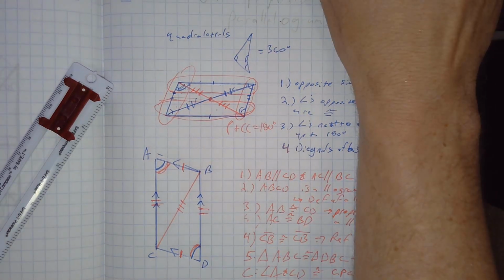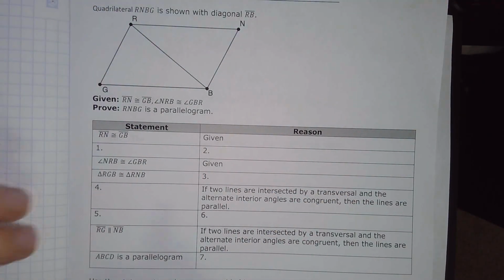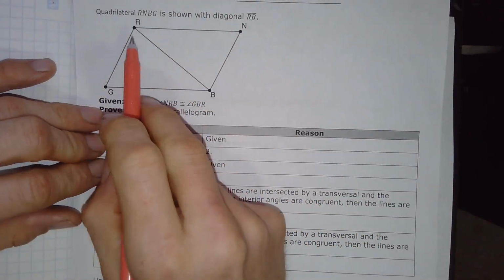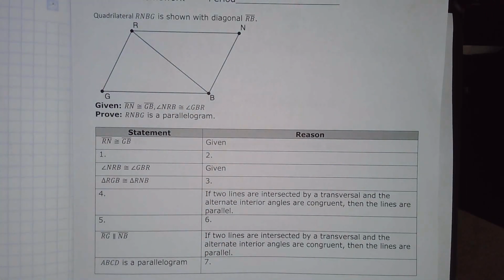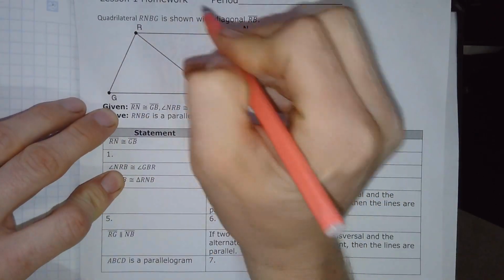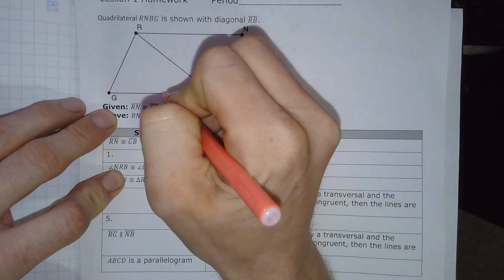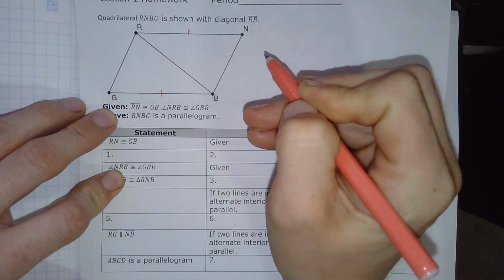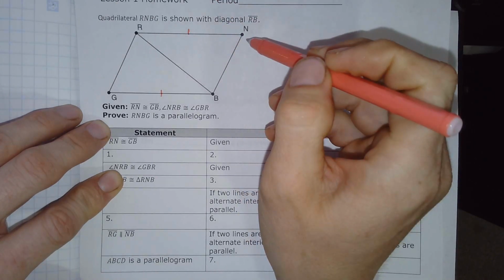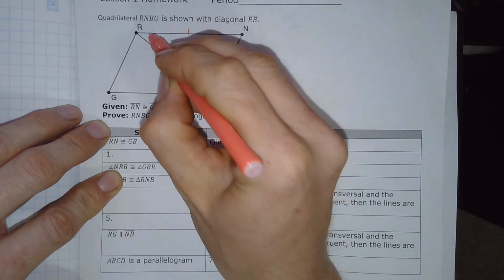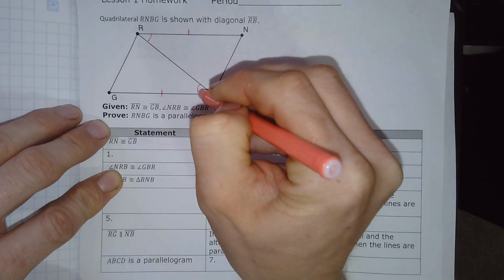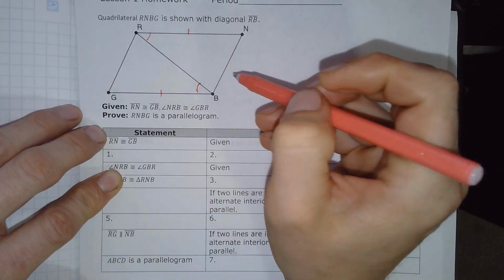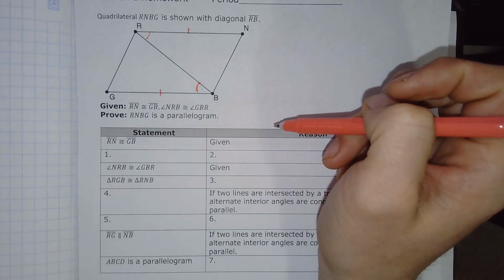I'm going to pause and get out an example from homework. Okay, so here is a question that gives us quadrilateral RNBG, and it tells us that RN is congruent to GB. So those are congruent. And angle NRB is congruent to angle GBR. Okay, and so we need to prove that it's a parallelogram. So how do we do this?